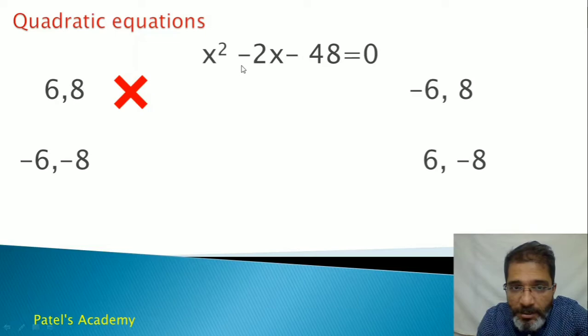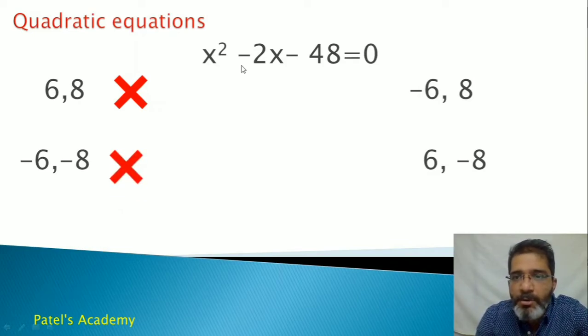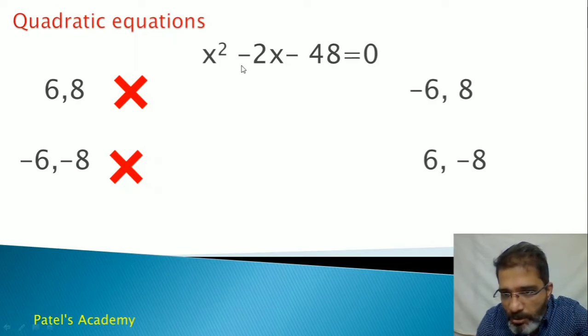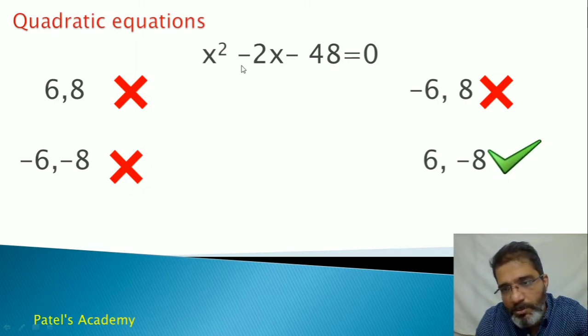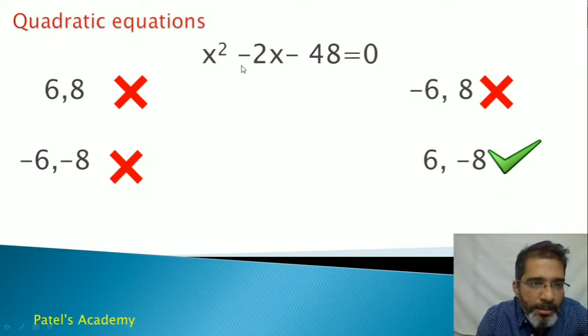The next is minus 6 minus 8. When I add minus 6 minus 8, it is minus 14. Again, the option is wrong. The next option is 6 and 8, whose addition is 2, but we want minus 2. So this option is also wrong. The last option is 6 comma minus 8, whose addition is minus 2 and multiplication is minus 48. Yes, so this particular option is correct.